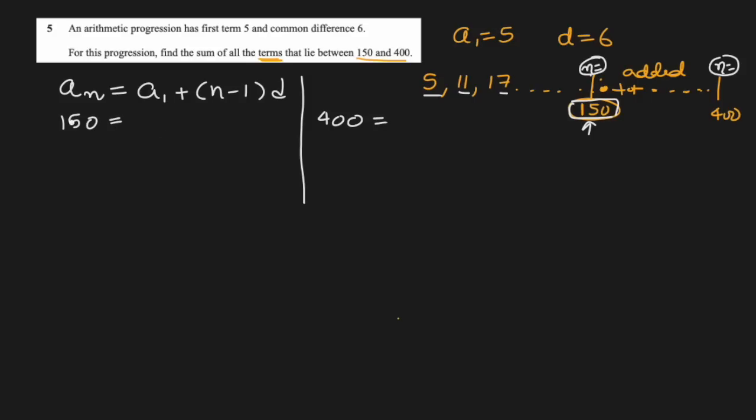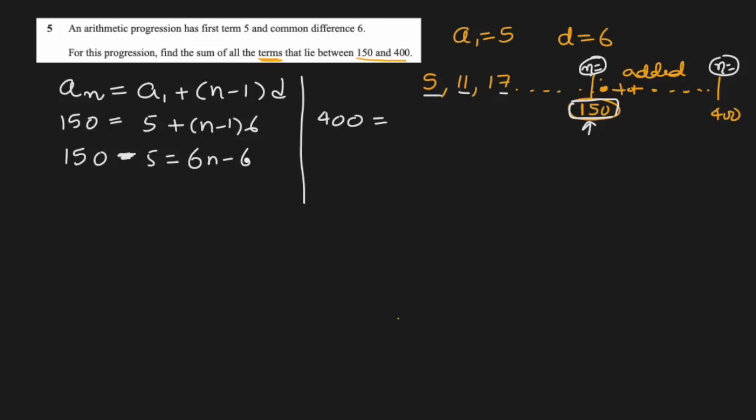So I'll substitute an by 150 and 400. I will get my term numbers. So a1 is how much? 5. Yes. 5 plus n minus 1, 6. So it comes out to be 150 equal, rather let me bring this 5 also to the other side, minus 5 equal to 6n minus 6.